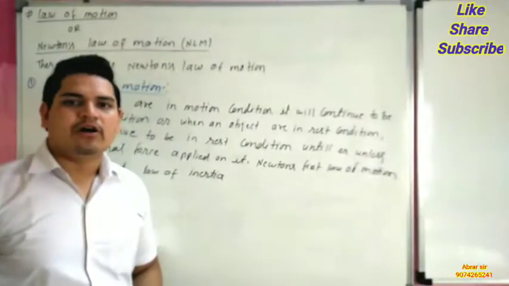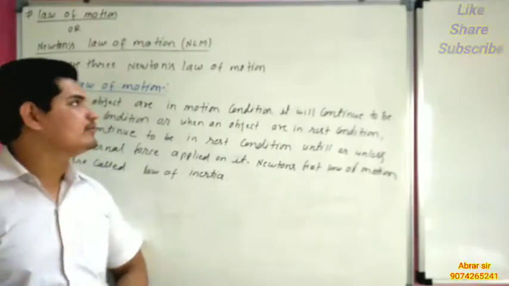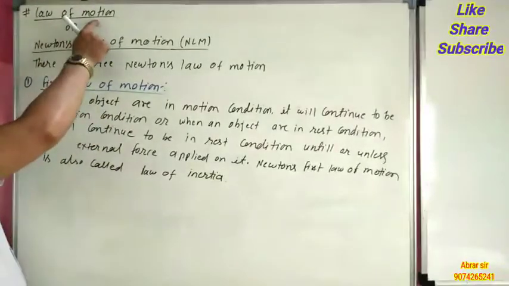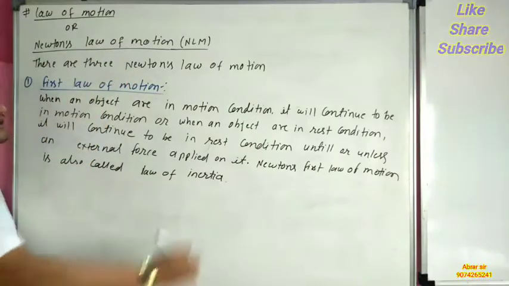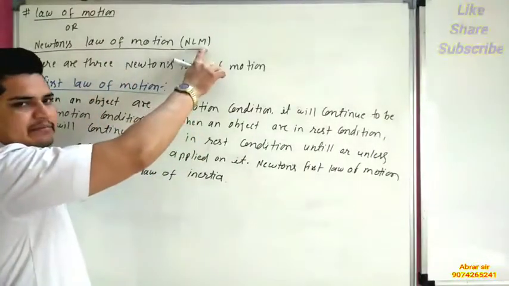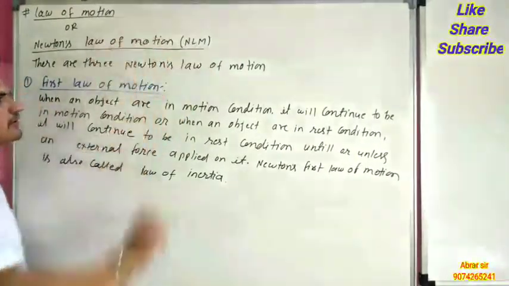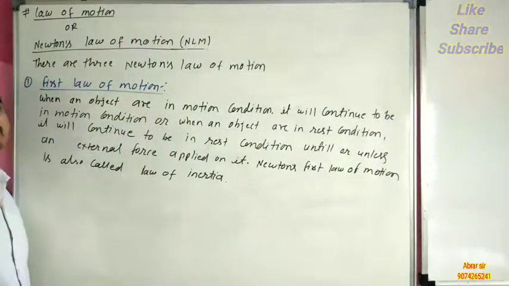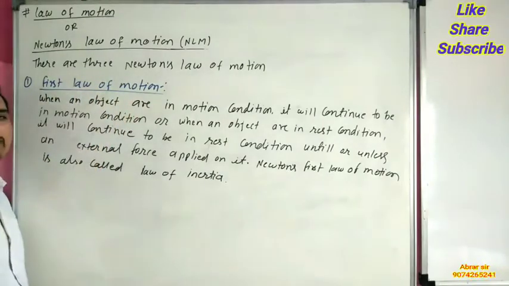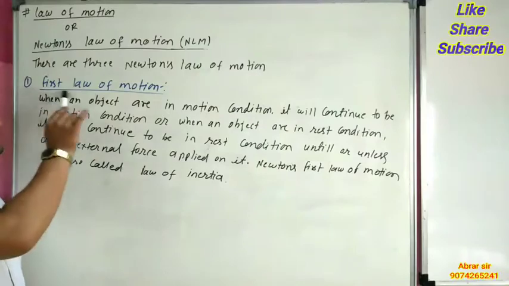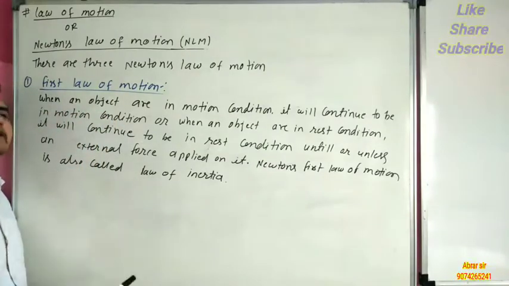Now our next topic is Newton's laws of motion, in short form NLM. NLM stands for Newton's laws of motion. There are only three Newton's laws of motion. First is the first law of motion, second is the second law of motion, third is the third law of motion.